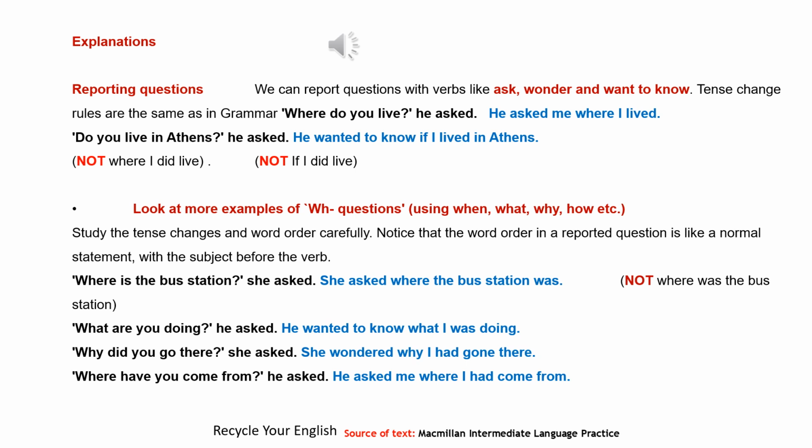"What are you doing?" he asked. He wanted to know what I was doing. "Why did you go there?" she asked. She wondered why I had gone there. "Where have you come from?" he asked. He asked me where I had come from.